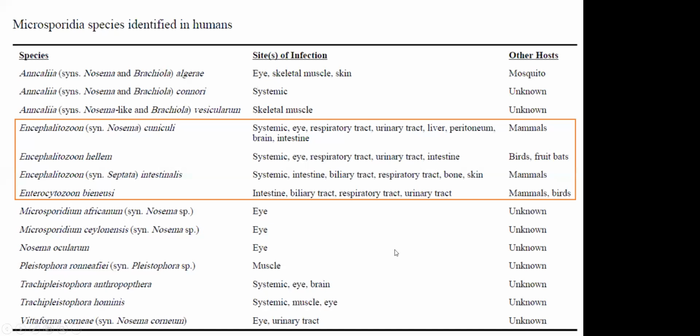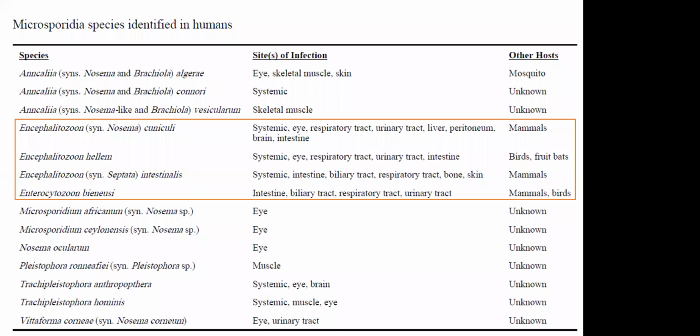So these are most of the important currently recognized pathogens. And without going through all the names in this list, I have put a box around the important ones: Encephalitozoon cuniculi, Encephalitozoon hellem, E. intestinalis, and Enterocytozoon bieneusi.